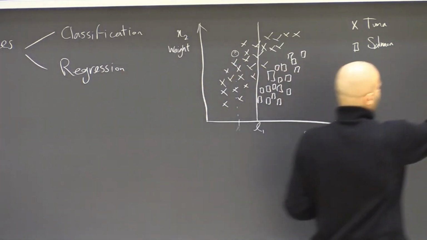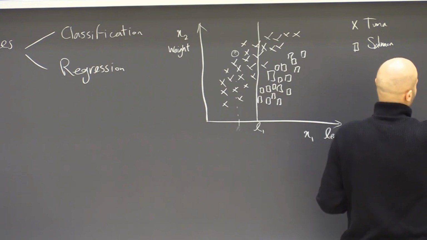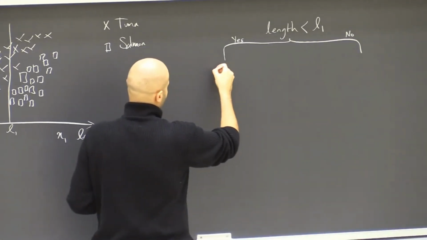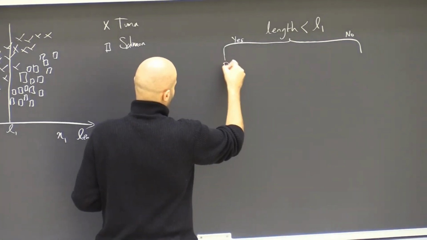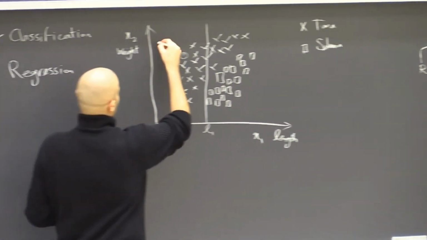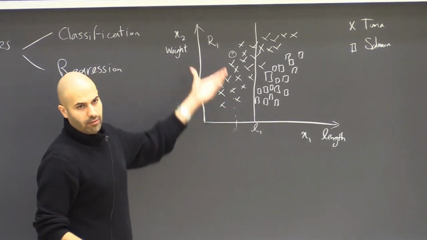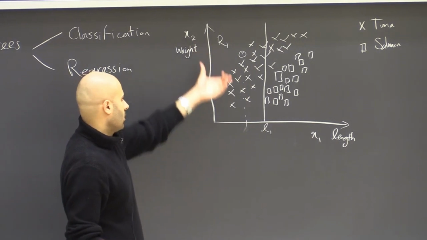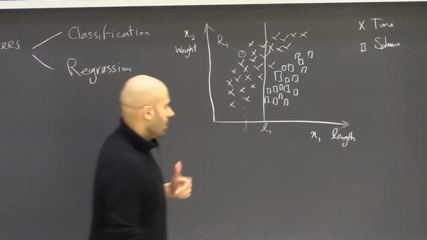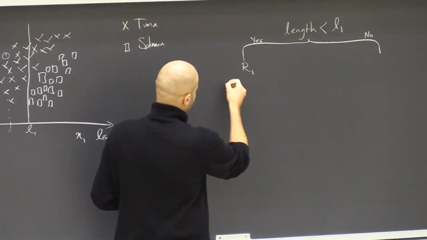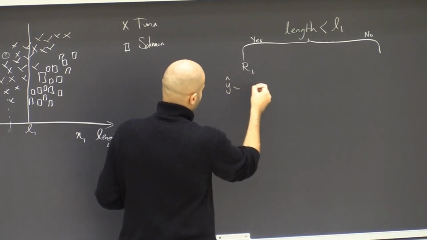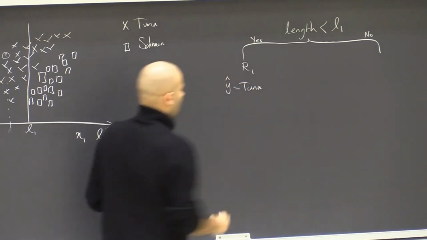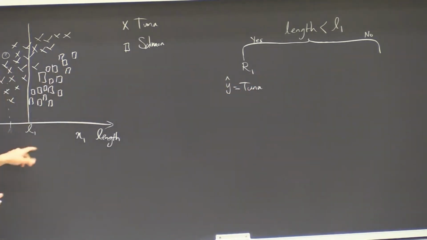So then here, essentially, we have a terminal node. In this terminal node, we end up in region R1. So this is region R1, where we have homogeneity in our class. This is a class where all the historical data are tuna. So it just makes sense to predict the class as tuna. But what if the length is larger than L1?